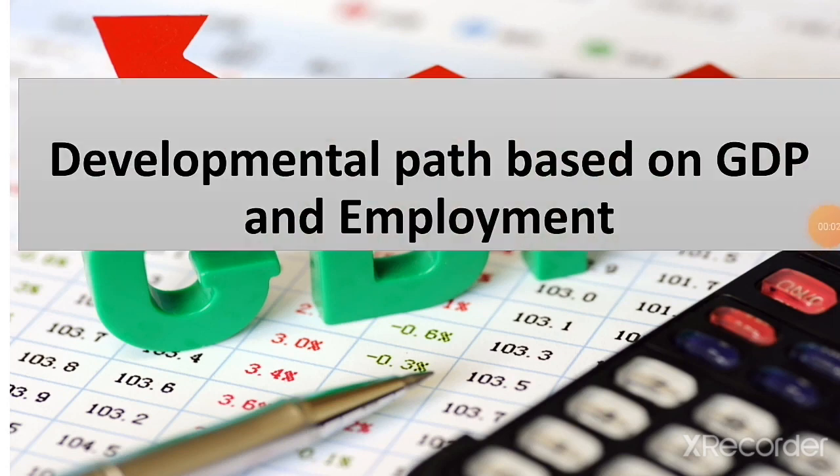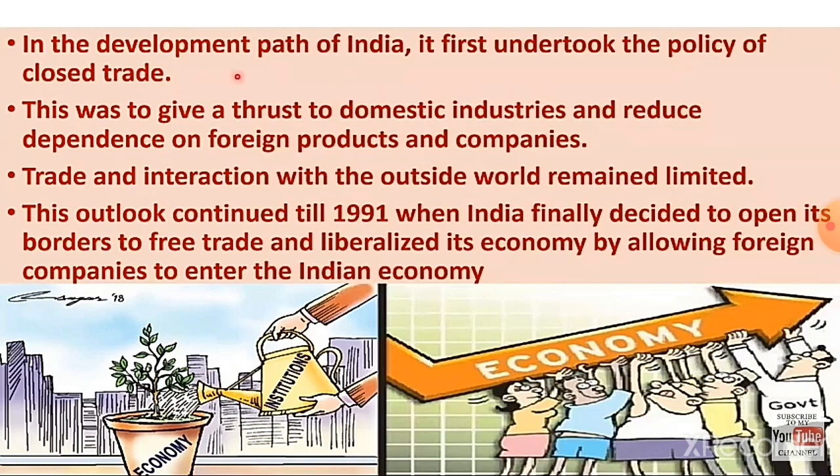Next, developmental path based on GDP and employment. In the development path of India, it first undertook the policy of closed trade. This was to give a thrust to domestic industries. Domestic industries means industries which are present within the country, and this reduces dependence on foreign products and companies. So when the government encourages the industries present in their own country, automatically it will reduce the dependence on foreign products. Then trade and interaction with the outside world remained limited.